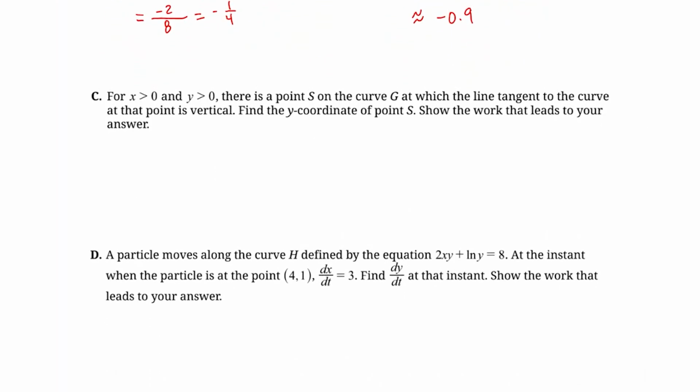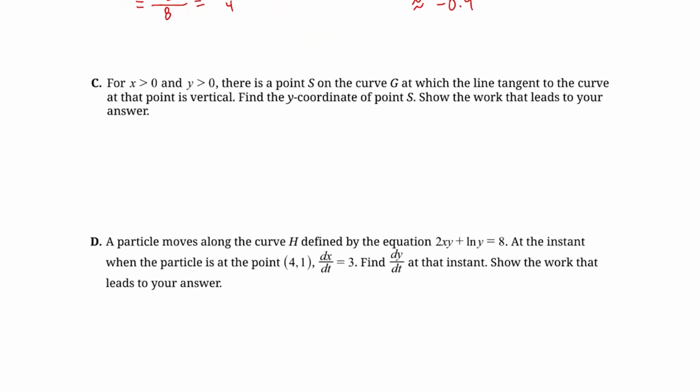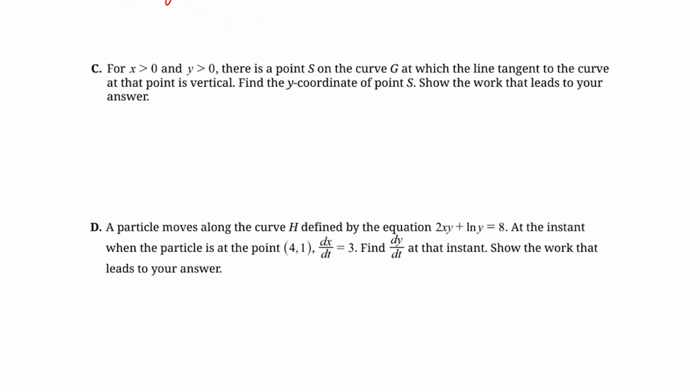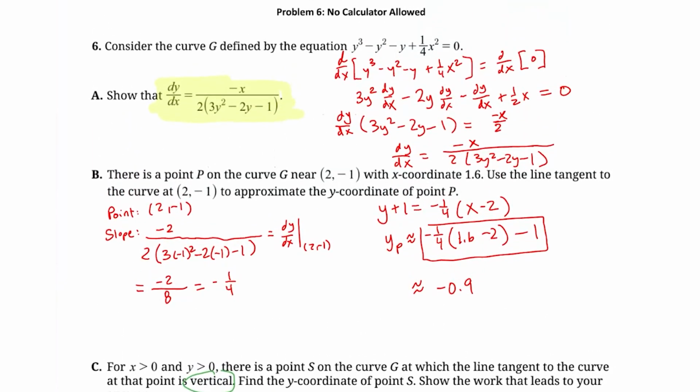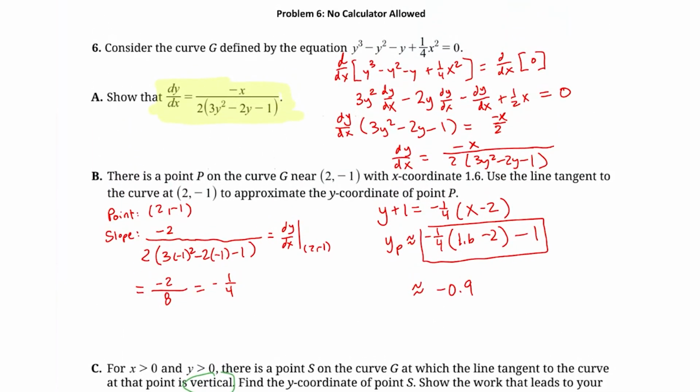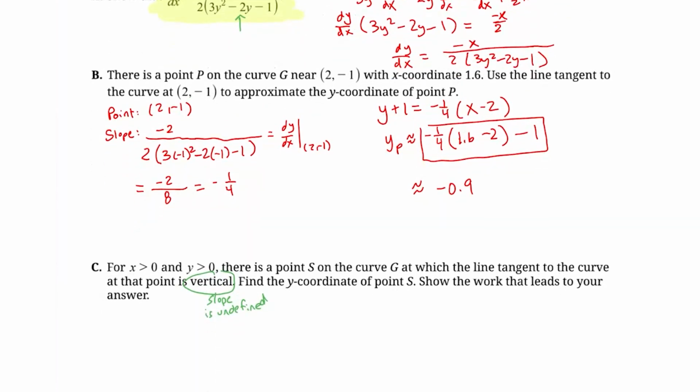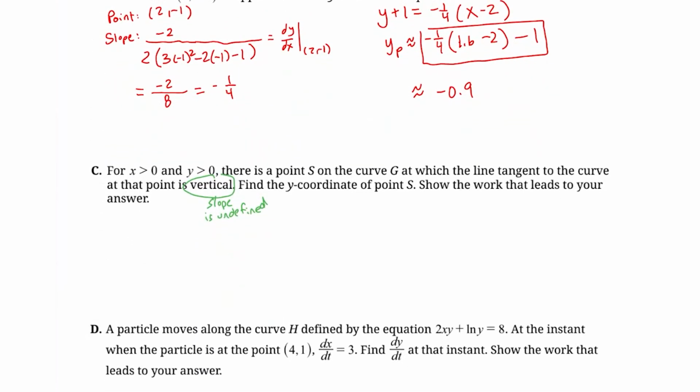Part C says for positive values of x and y, there's a point S on the curve at which the line tangent to the curve is vertical. For it to be vertical, that means the slope is undefined. The only way for a slope to be undefined here is if we're dividing by 0. We run into a divide by 0 error. So that means this denominator is going to have to be 0. It says find the y-coordinate of the point S.